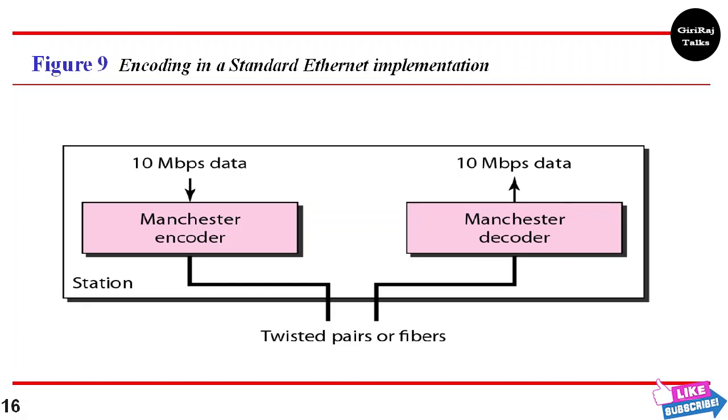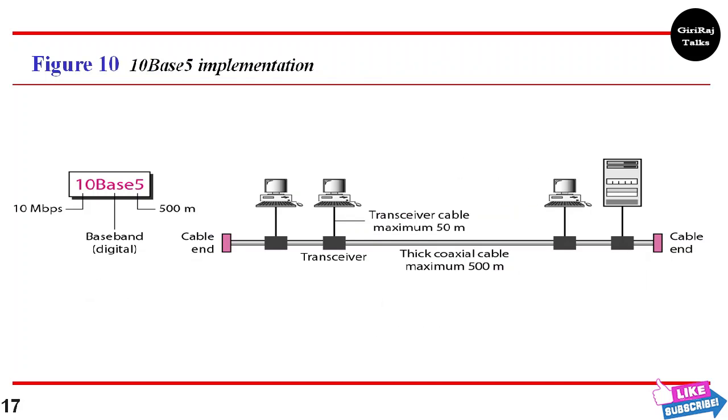The first implementation is called 10Base5, thick Ethernet or Thicknet. The nickname derives from the size of the cable, which is roughly the size of a garden hose and too stiff to bend with your hands. 10Base5 was the first Ethernet specification to use a bus topology with an external transceiver. Transceiver means transmitter or receiver, which is connected via a tap to a thick coaxial cable. Look at Figure 10, which shows the schematic diagram of a 10Base5 implementation.